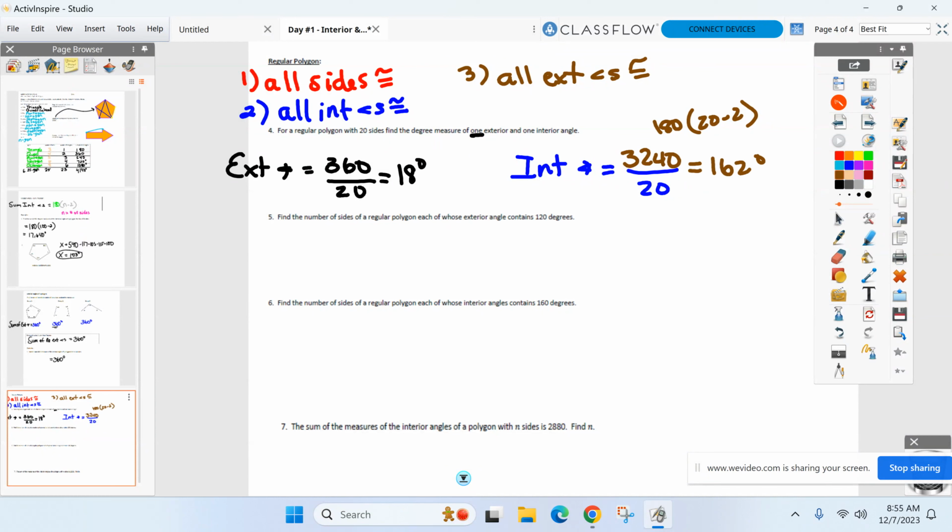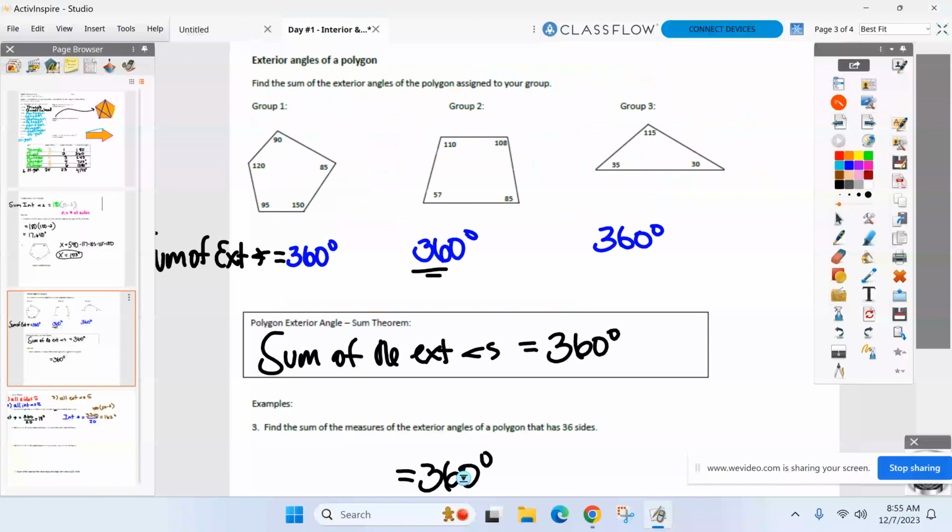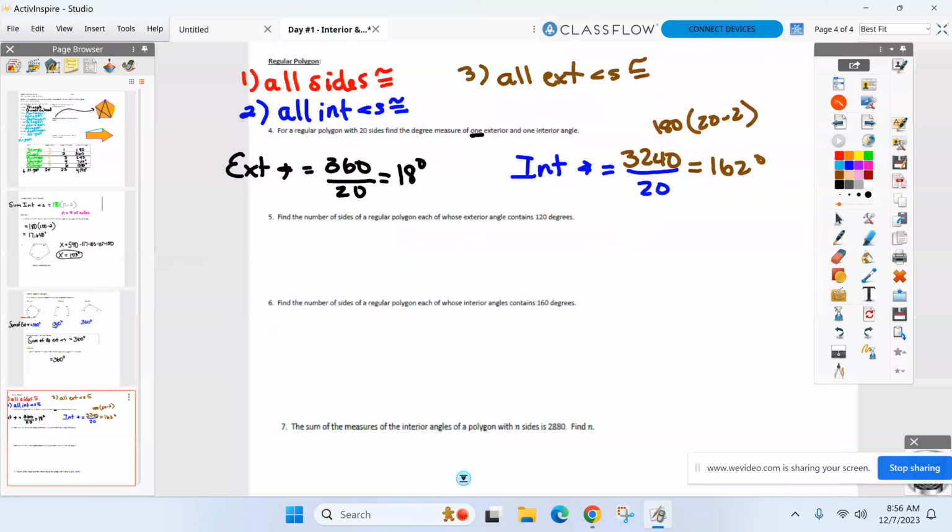How can I get to 162 a little quicker? Remember when we were doing these figures in our groups? Everyone chimed in: what do I know about the interior and the exterior? They're always supplementary. They always add to 180. So to get there quicker on this problem, I could have taken 180 minus 18 and still gotten 162 degrees. I don't care how you do it, but keep in mind for every single problem that an exterior and interior always add up to 180. Questions? I'm finding one interior and one exterior.